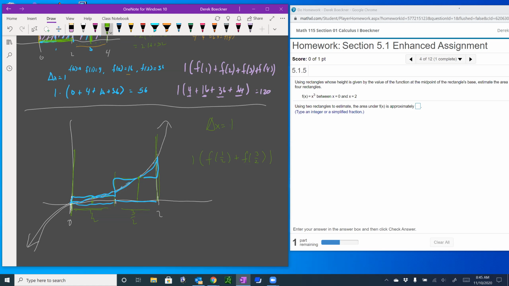So let's evaluate that. So this is 1 times 1/2 cubed is 1/8, plus 3/2 cubed is 27/8. So that's 28 over 8, which would be 7 over 2, or 3.5. Simplified fractions, 7/2.